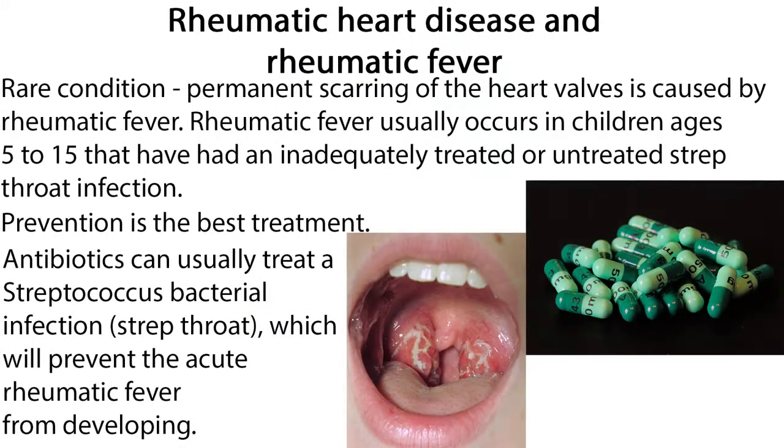Rheumatic heart disease is a rare condition in which permanent scarring of the heart valves is caused by rheumatic fever. Rheumatic fever usually occurs in children ages 5 to 15 that have had an inadequately treated or untreated strep throat infection. Prevention is the best treatment for rheumatic heart disease. Antibiotics can usually treat a streptococcus bacterial infection, or strep throat, which will prevent the acute rheumatic fever from developing.